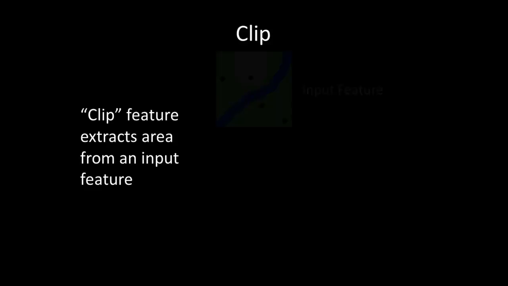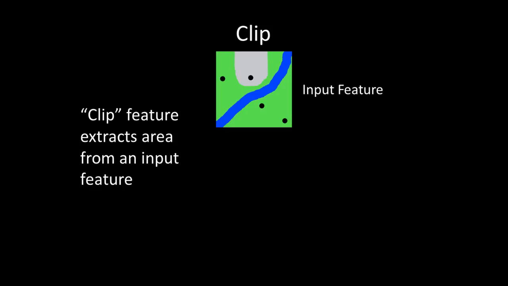Clip. Clip is when a feature called the clip feature is used to extract an area from an input feature to create an output feature. One way to think of clip is like making cookies. You can think of the clip feature as the cookie cutter and the input feature as the dough from which the cookie is created. For example, if you have an input feature, you can then define a clip feature for the area you want to clip out from the input feature. The output feature is then clipped out from the input based on the clip feature used.